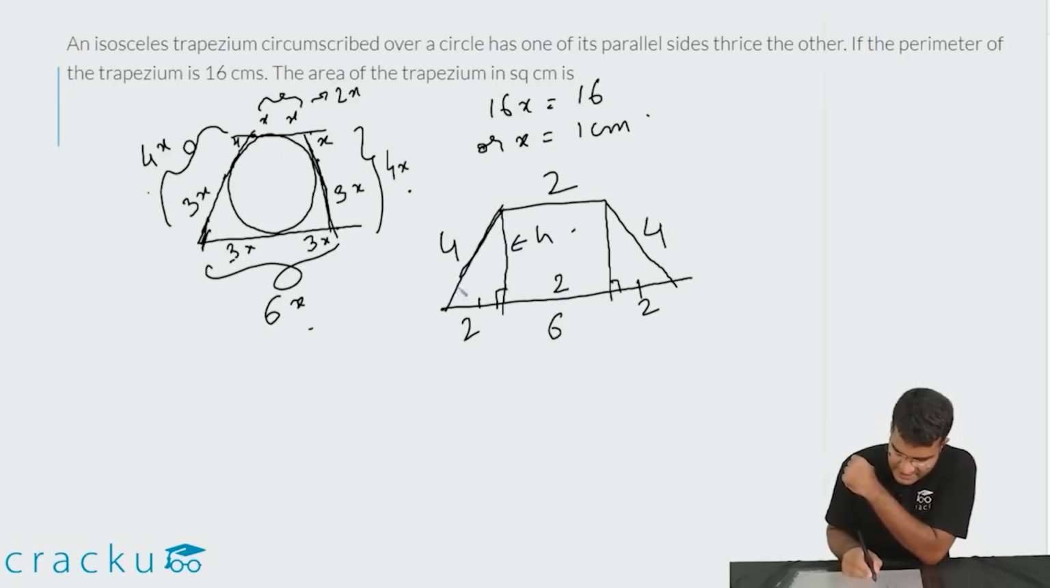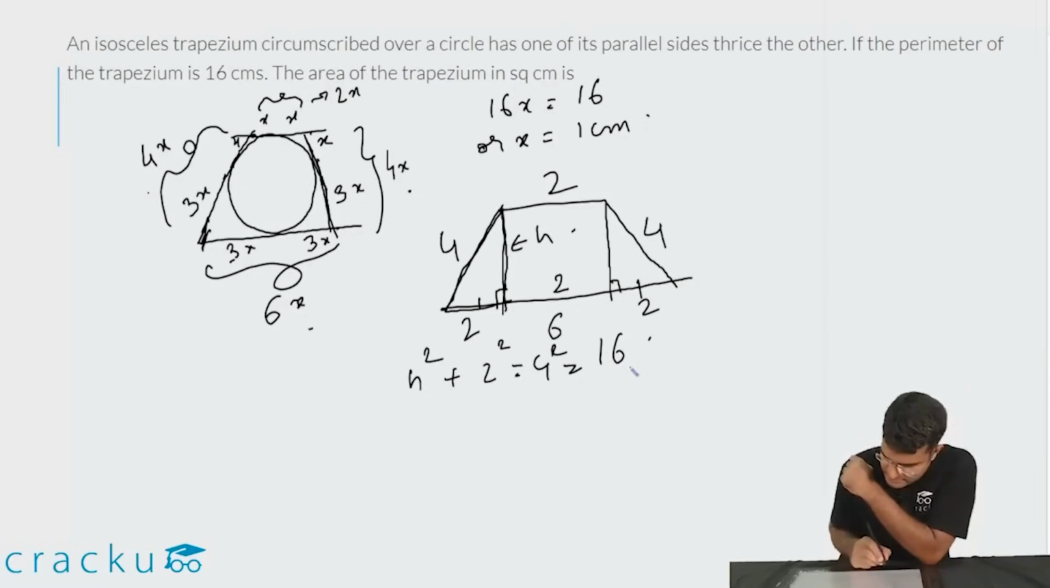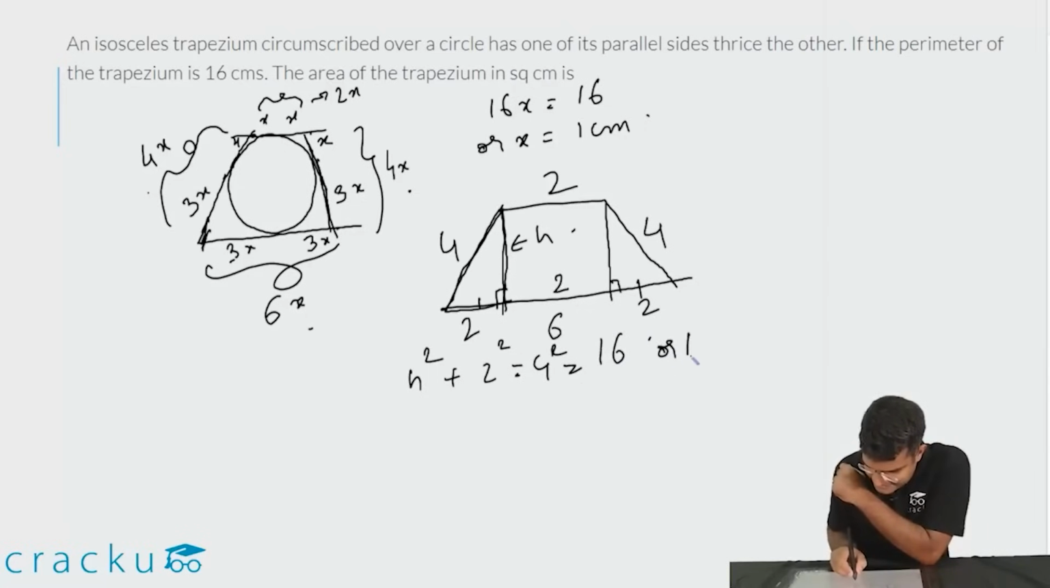Now we need to find the value of h. This is a right angle triangle. So because this is a right angle triangle, h square plus 2 square is equal to 4 square, which is equal to 16, or h is equal to root of 12, which is equal to 2 root 3.